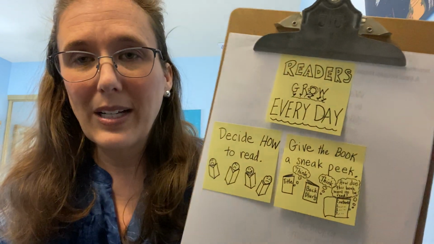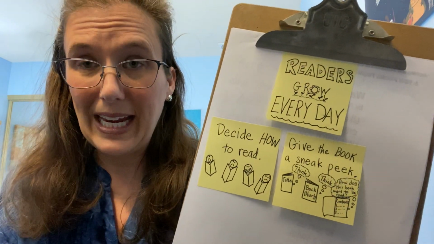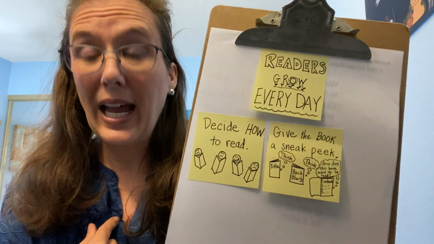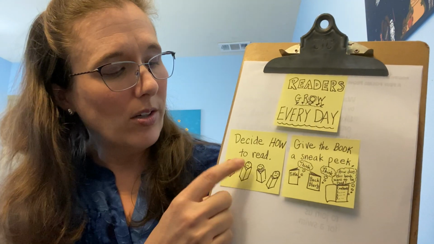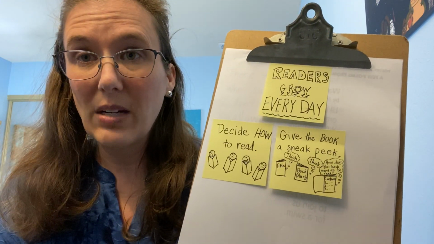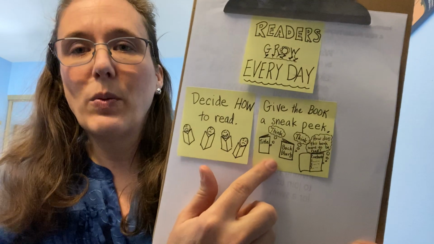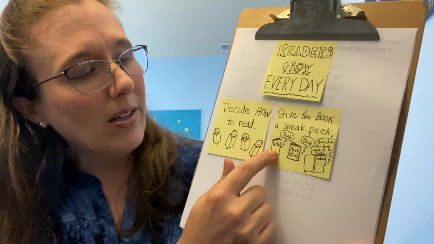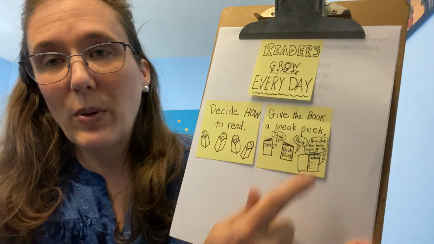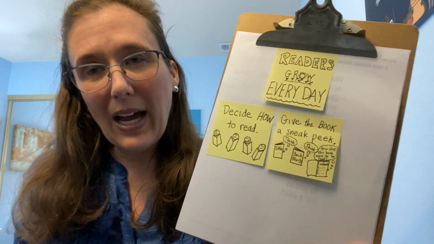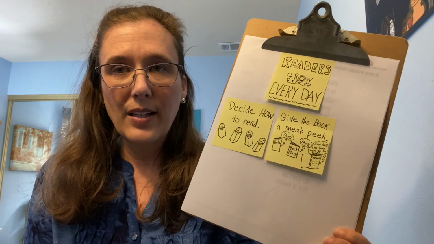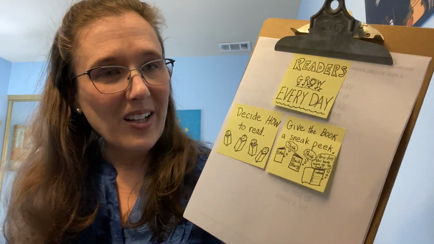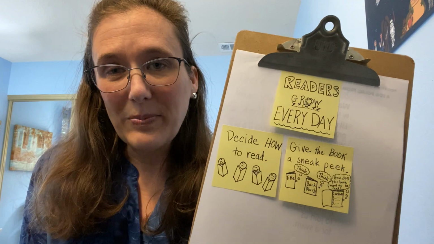So what we're learning about is that readers grow every day. And Monday, we talked about how we get to decide how to read a book, right? In our different voices and our different feelings and emotions. And then today we talked about how we give the book a sneak peek, right? We look at the title, we look at the back blurb, and we look at the table of contents to really help us think, how does this book want to be read? So you can make this chart too, and we'll add to it every day. So yeah, little fun thing.